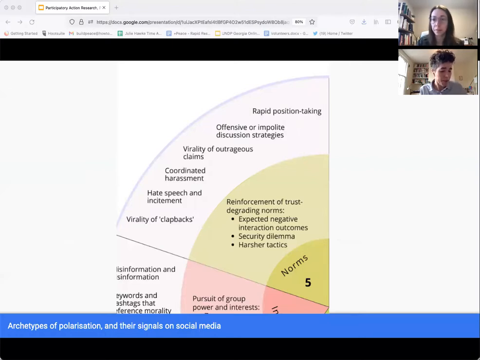The next example I want to give you is about a team that found a clear example of norm polarization, and this is something that participants in Yemen looked at in particular.